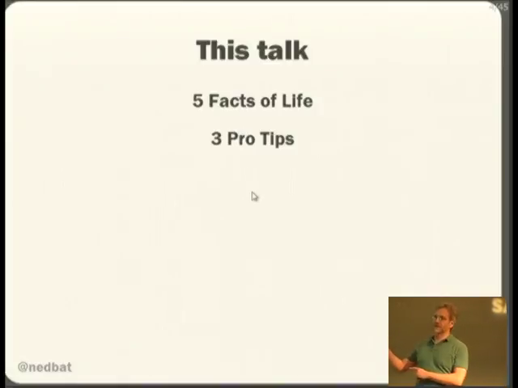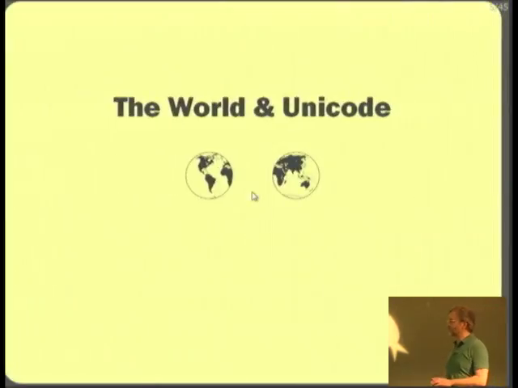But what's going to be in this talk? There are going to be 5 unavoidable facts of life that you have to accept, and there will be 3 pro tips that will tell you what to do about them. And once you keep those 8 things in mind, Unicode will never again be a problem for you. That's my promise. It's a big promise, but I think I can make it work. So first, let's talk about the world and Unicode.